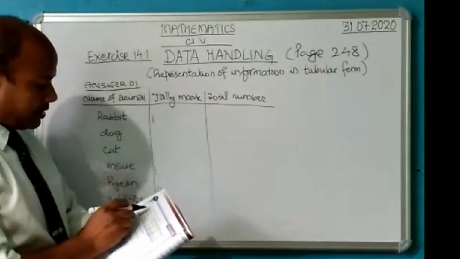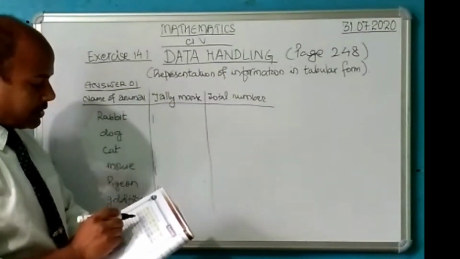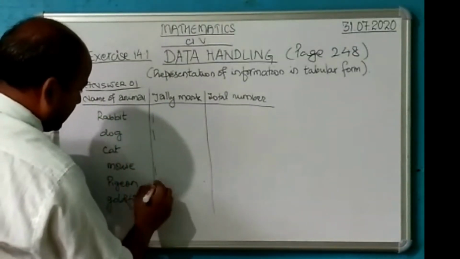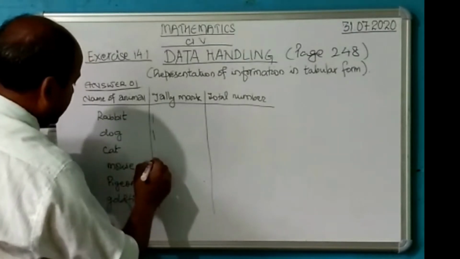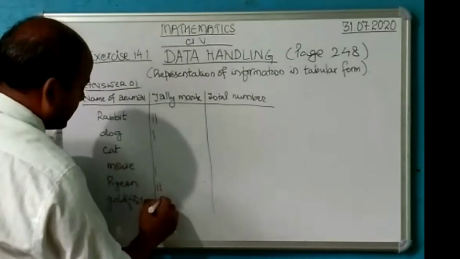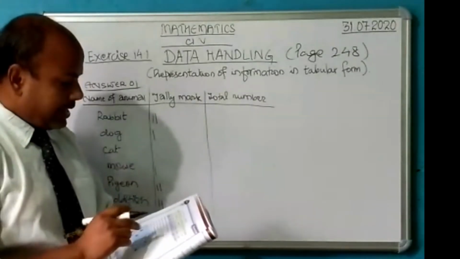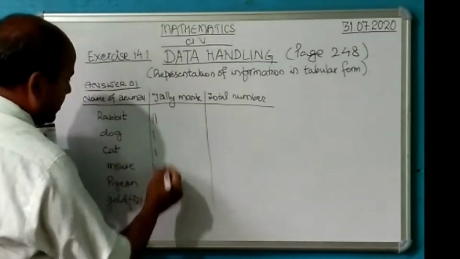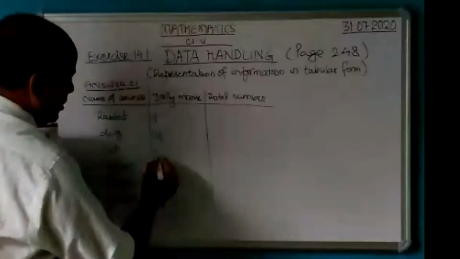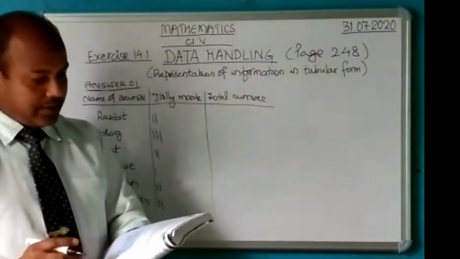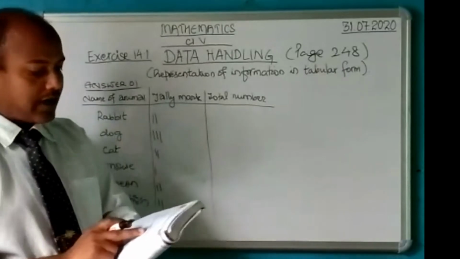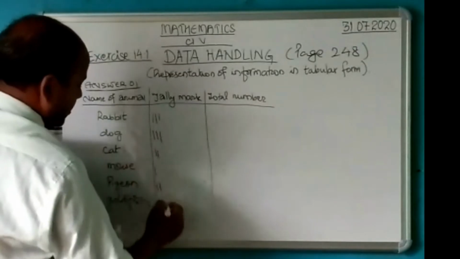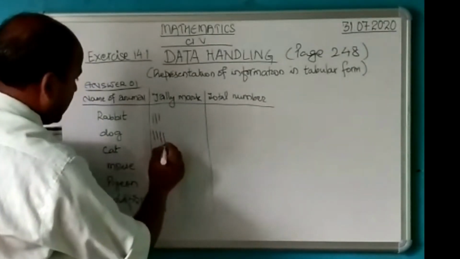Rabbit, pigeon, mouse, pigeon, dog, goldfish, rabbit, goldfish, dog, goldfish, rabbit, goldfish. Then you have cat, dog, dog, cat, cat, dog, dog, cat. Then rabbit, goldfish, dog, rabbit, rabbit, goldfish, dog, rabbit, rabbit, goldfish, dog, rabbit.